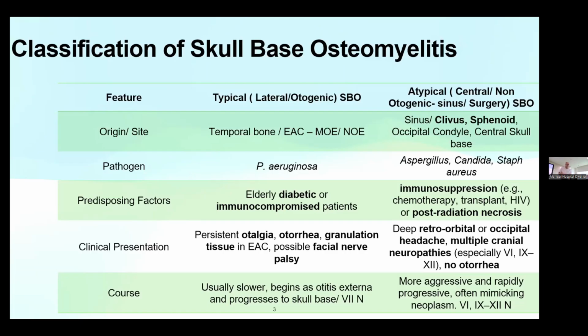The lateral one starts slowly as otitis externa and then progresses slowly to the skull base, with seventh nerve and other lower cranial nerve paralysis. While the central one is more aggressive, rapidly progressive. At times, you have to rule out a neoplasm, a malignancy.